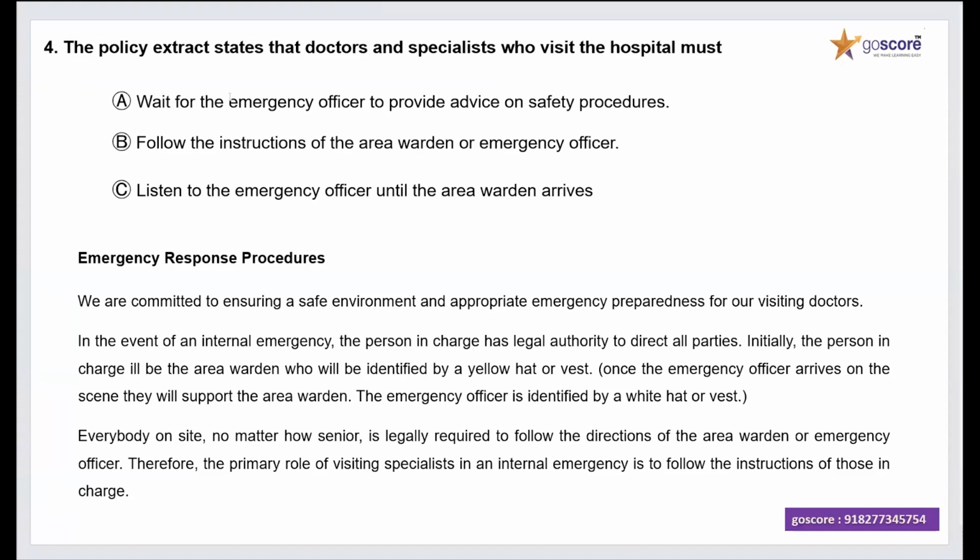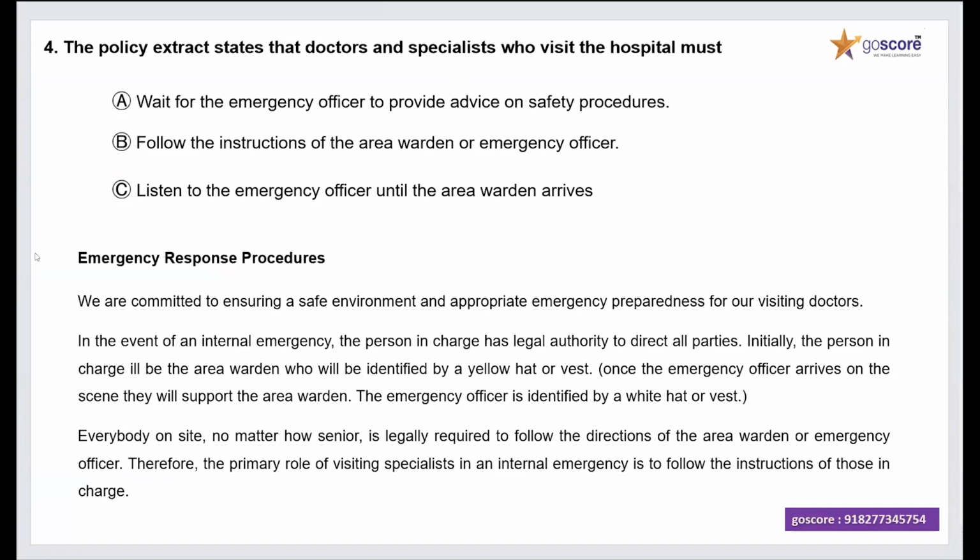Wait for the emergency officer to provide advice on safety procedures. Follow the instructions of the area warden or emergency officer. Listen to the emergency officer until the area warden arrives. Okay, understood? Regarding the first option, wait for the emergency officer to provide advice on safety procedures. So you need to wait for the emergency officer, whatever happens. Second option is follow the instruction of the area warden or emergency officer. You can follow either the area warden's instructions or the emergency officer's instruction. Now, listen to the emergency officer until the area warden arrives. So listen to the emergency officer until the area warden arrives after they meet, right?